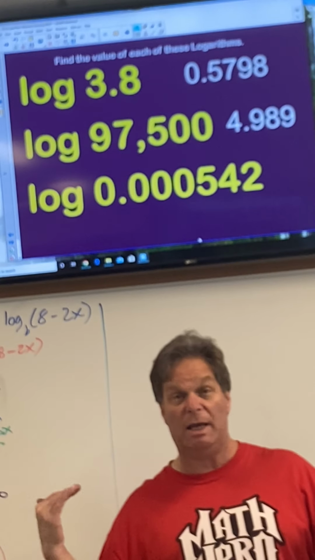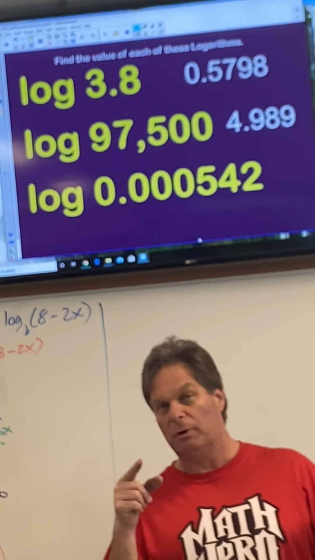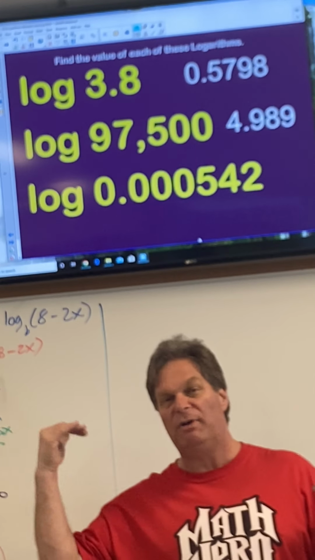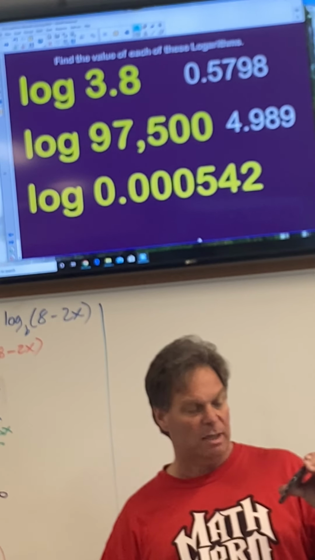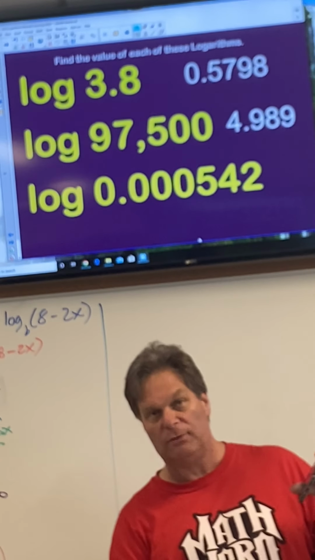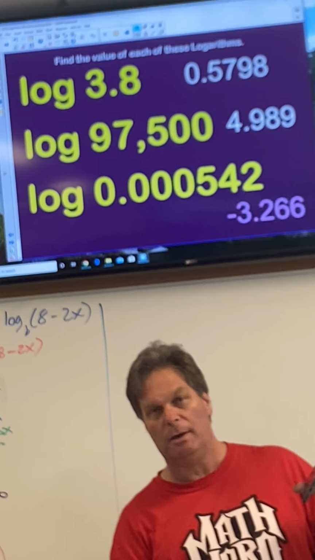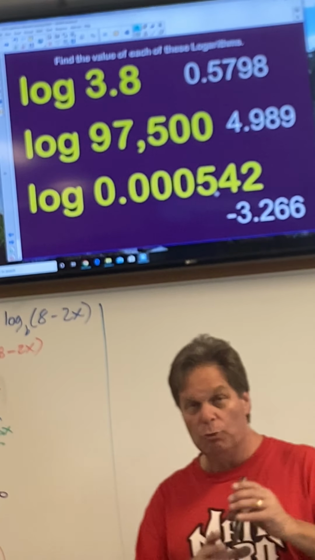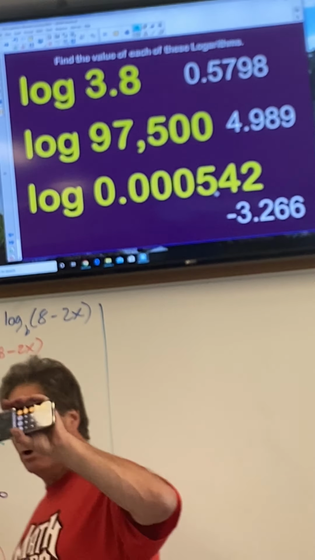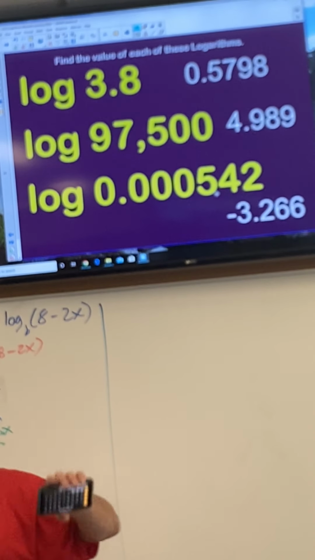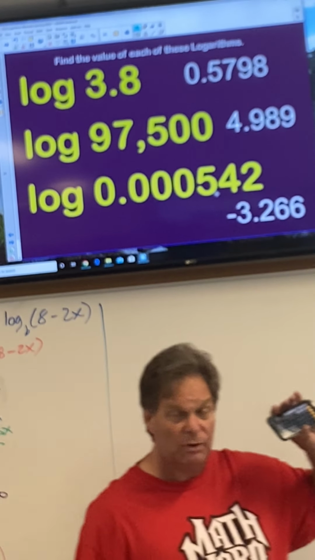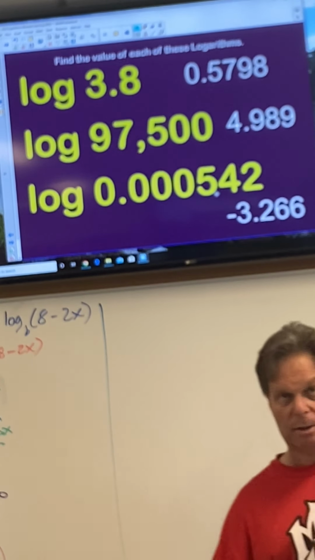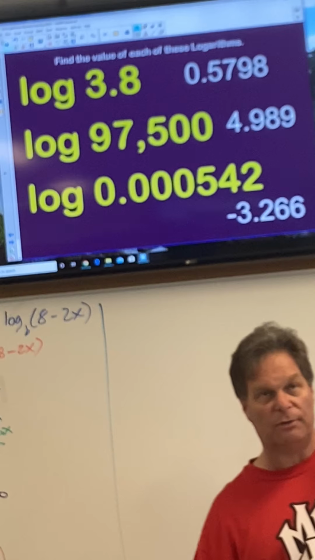Remember, logs can be negative, and that's a small number, 0.000542. So you would have to raise 10 to some negative exponent to get that, and it turns out to be negative 3.266. So it's right there, see? Okay, so just type it in. You type it into your calculator. Those are the numbers that your calculator should be spitting out when you're finding those things. That's how you know that you're typing it into your calculator correctly. Okay, let's go to the next thing.